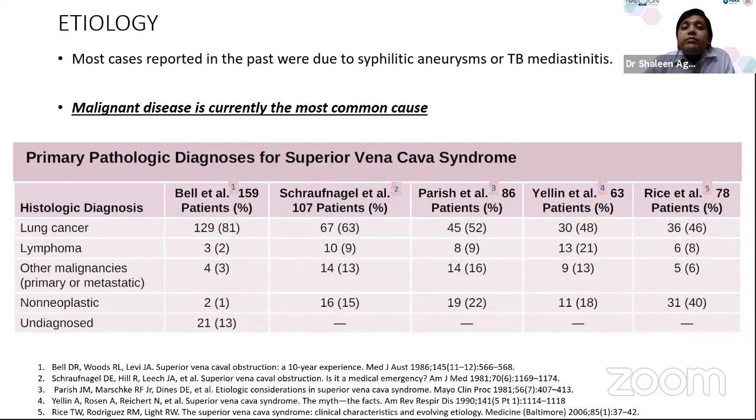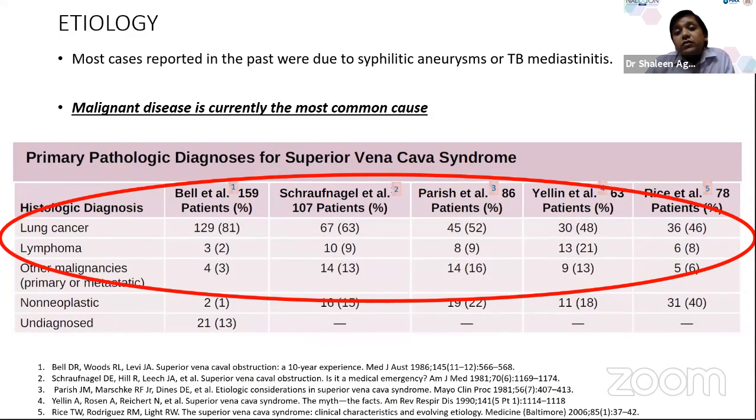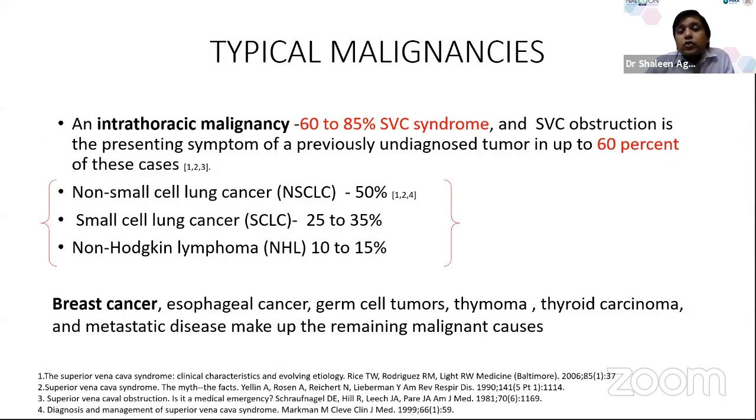Most cases reported in the past were due to syphilitic aneurysm, when it was first reported in 1947 by William Hunter. However, now the most common cause is malignant disease, of which lung cancer accounts for the maximum number of cases, followed by lymphoma and other malignancies. So intrathoracic malignancy accounts for almost 60 to 85% of SVC syndrome.